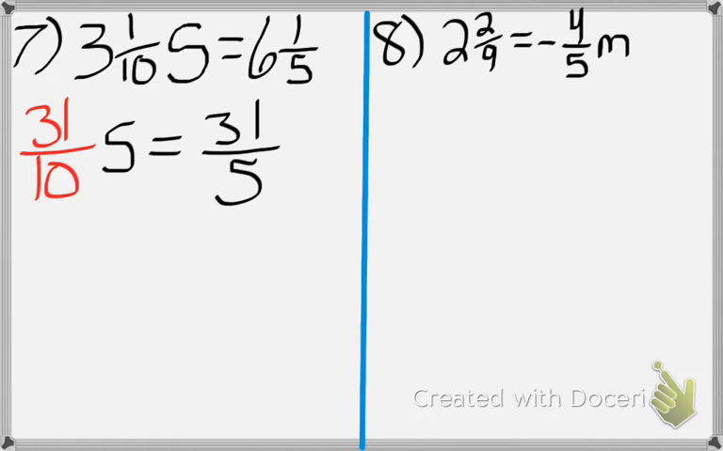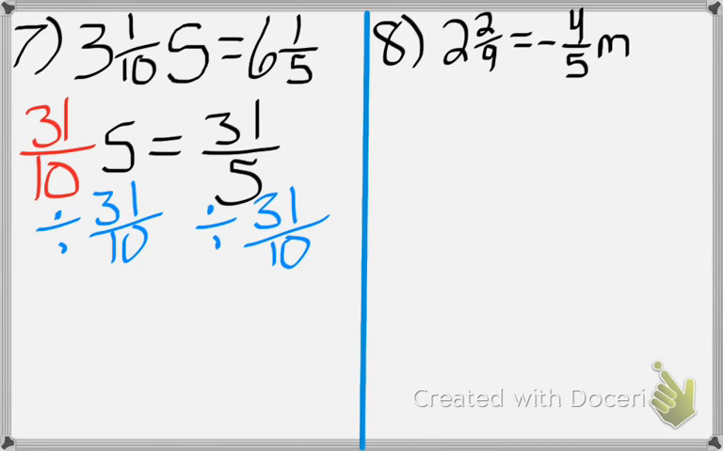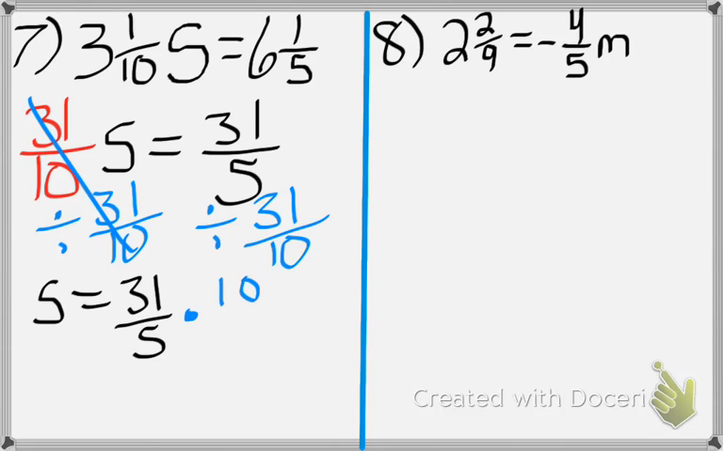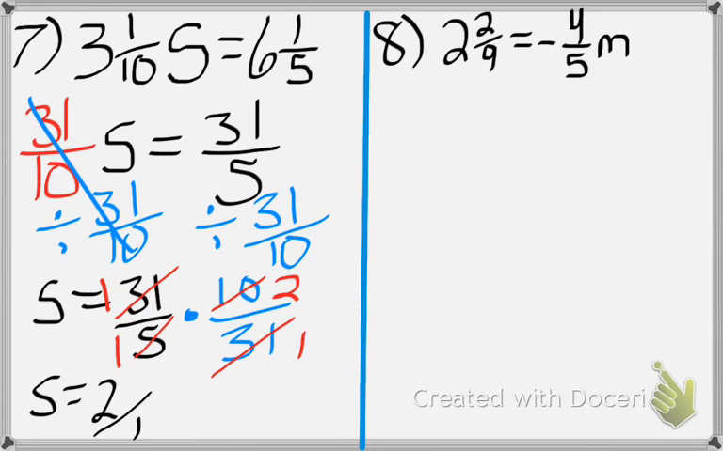So divide both sides by that coefficient. 31 over 10. On the other side as well, divided by 31 over 10. Those cancel. You're left with just S equals. Now on the right side, just remember how to divide by a fraction. 31 over 5 stays. Now, divided by 31 over 10 is multiplied by 10 over 31. Now go ahead and solve from here and you're done. Use cross-canceling. You end up with this. So you get S equals 2 over 1, which is just 2. So S equals 2. That is your final answer to number 7.